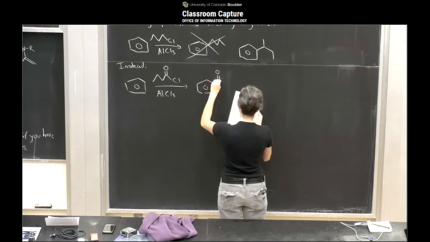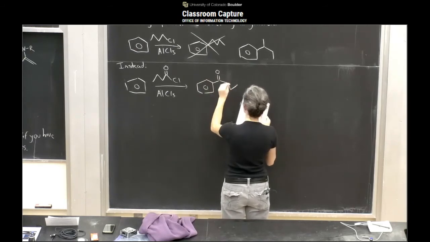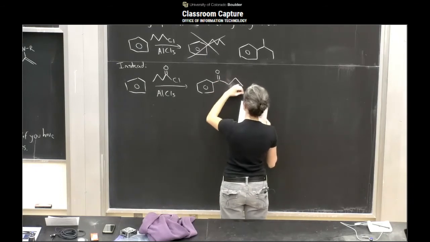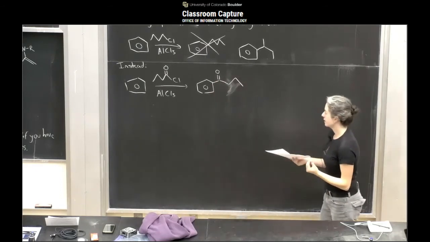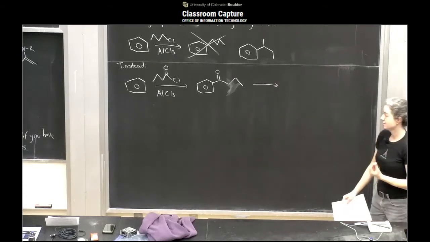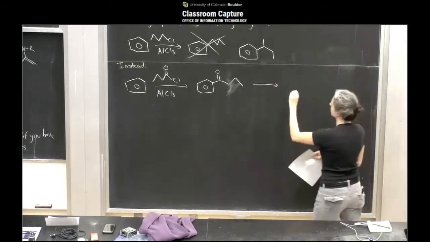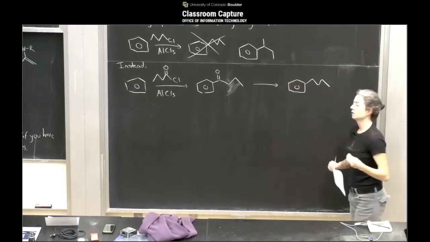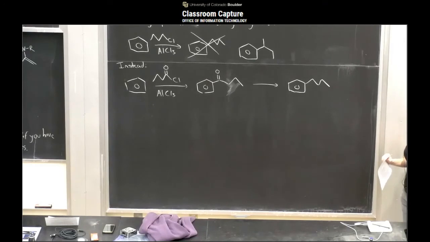Get our acyl group on there, and now we don't have to worry about rearrangements. And now we can use one of these new reactions to get that carbonyl off of there and get the alkyl group that we want.